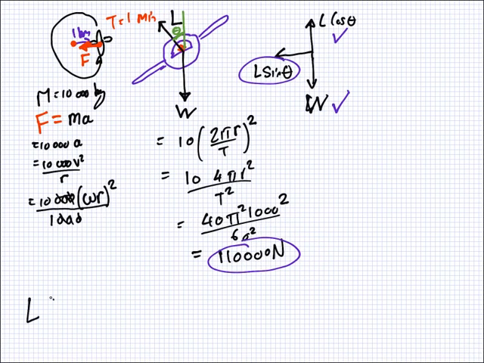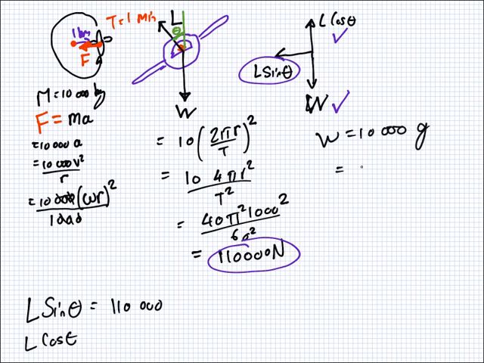We can say L sine theta equals 110,000, and we can also say L cos theta equals W. Can someone give me the weight? It's 10,000 g, isn't it? So what's that? 981. How many zeros? 9810? No, another zero. Newtons. Isn't that right? I trust you. 98100. L cos theta equals 98100.